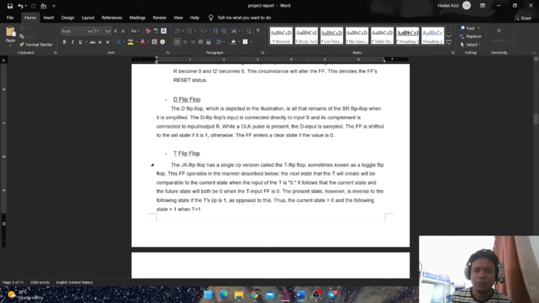In contrast to this, the current state equals 0 and the following state equals 1 when T.